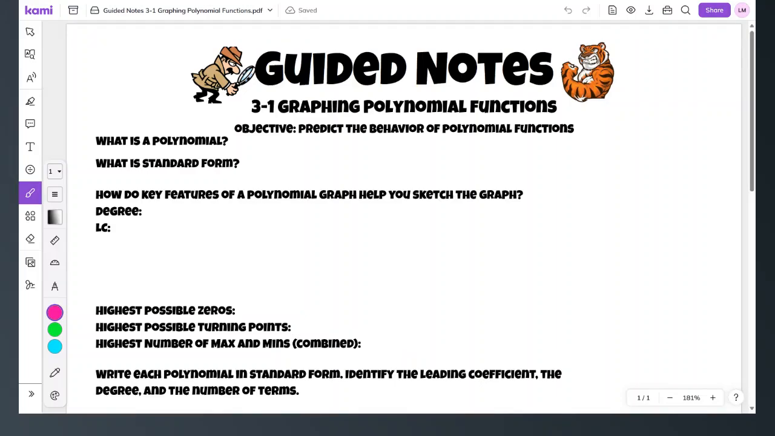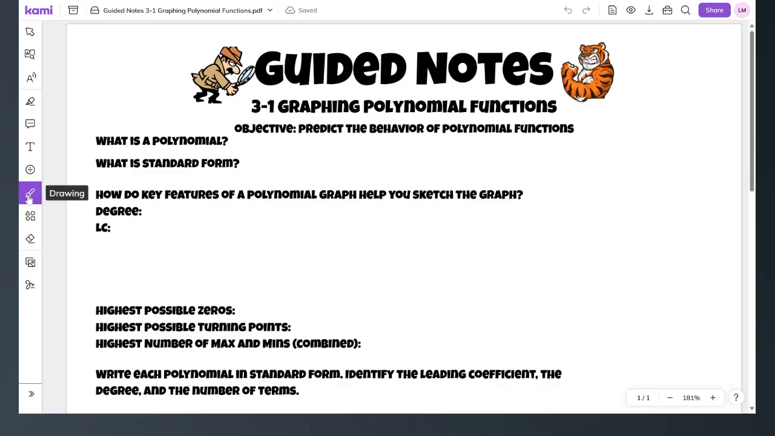Going to talk about 3-1, graphing polynomial functions. They are guided notes. Our objective is that we can predict the behavior of polynomial functions. So what is a polynomial? What is a polynomial function?